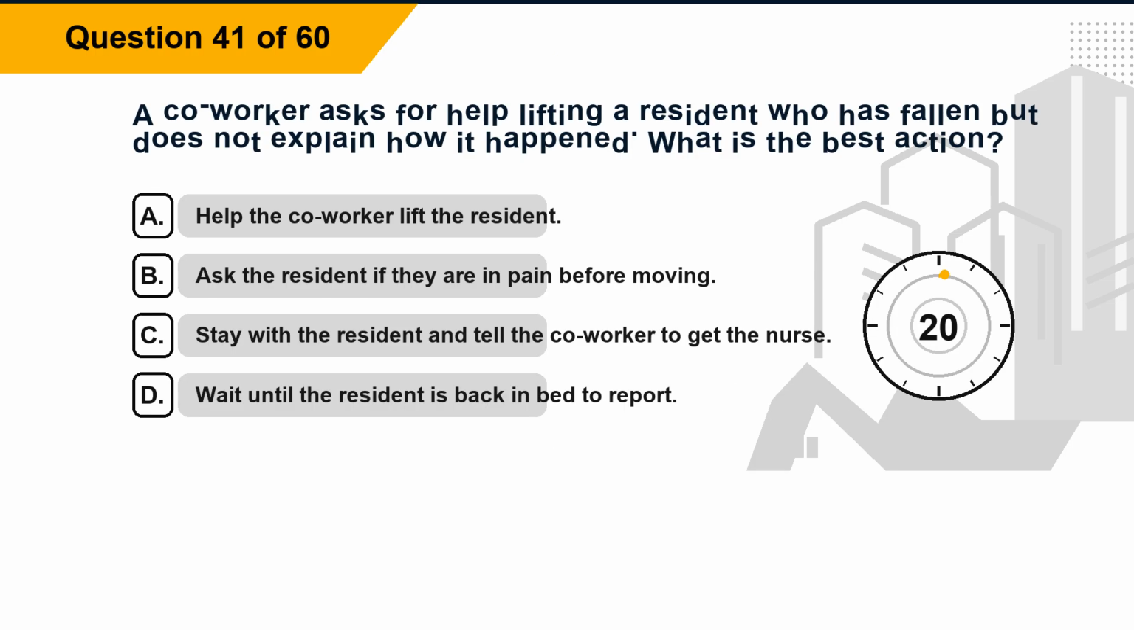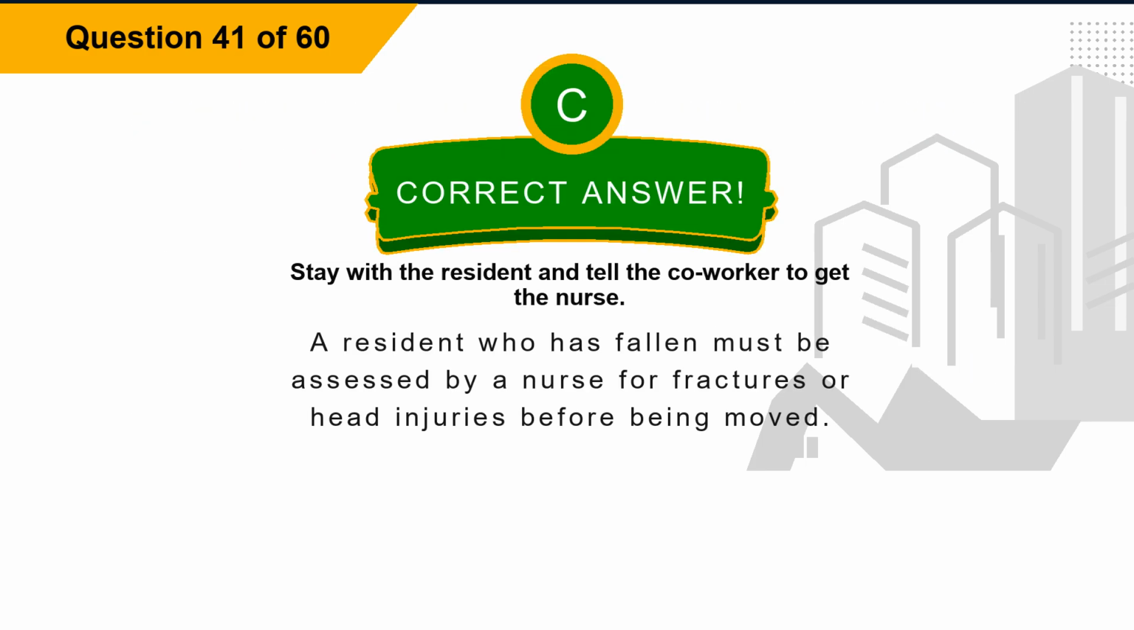Question 41. A coworker asks for help lifting a resident who has fallen but does not explain how it happened. What is the best action? Option A, help the coworker lift the resident. Option B, ask the resident if they are in pain before moving. Option C, stay with the resident and tell the coworker to get the nurse. Option D, wait until the resident is back in bed to report. The correct answer is option C, stay with the resident and tell the coworker to get the nurse.